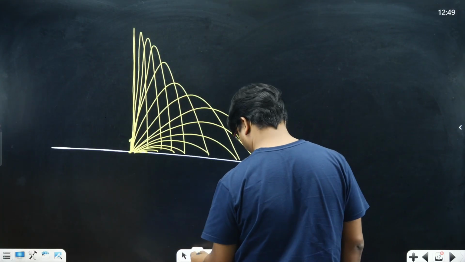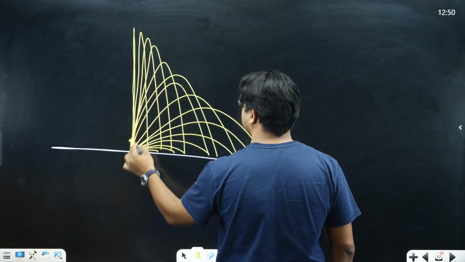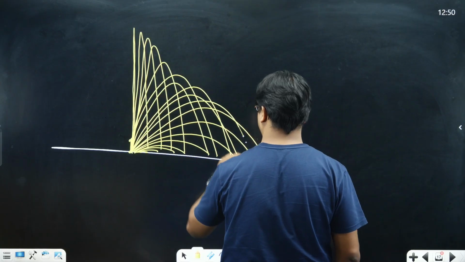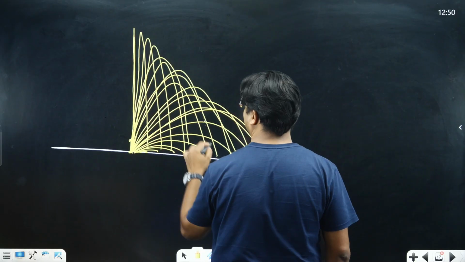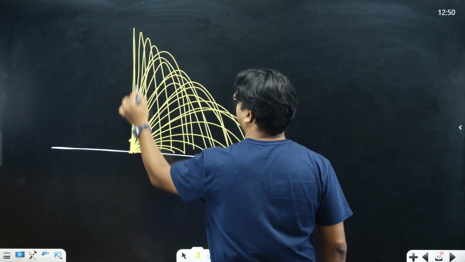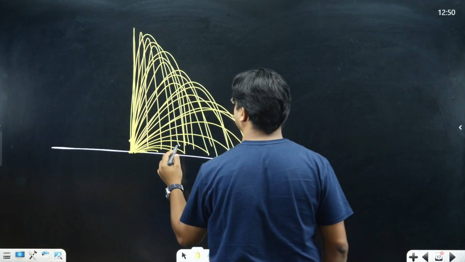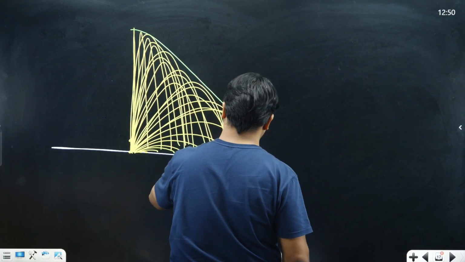Okay, maybe I could have drawn a few more here. I've lost the dome shape here. So basically we can draw many trajectories, and the envelope will encompass all of these. Are you getting this? The envelope will be the one which goes something like this.